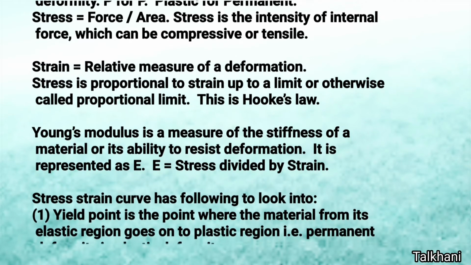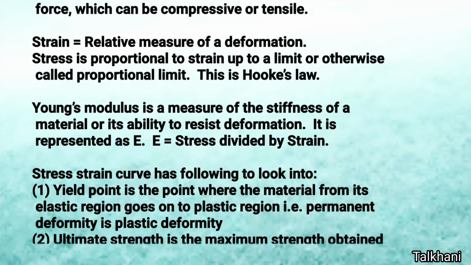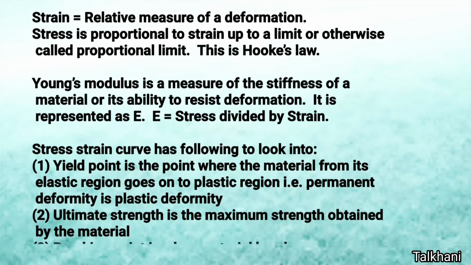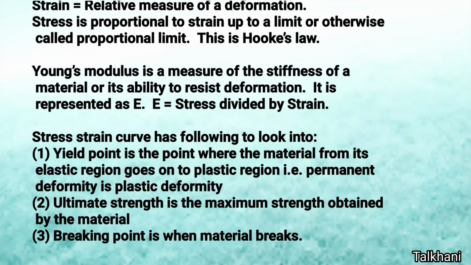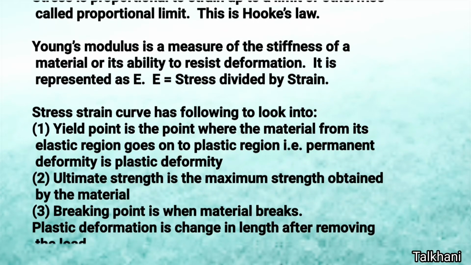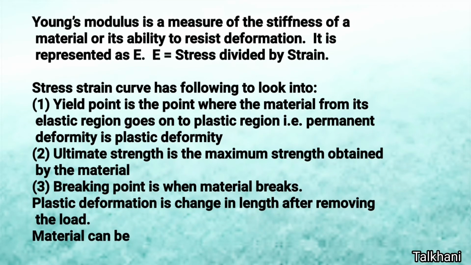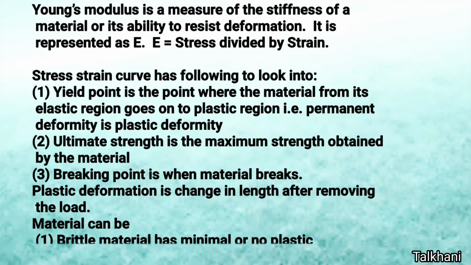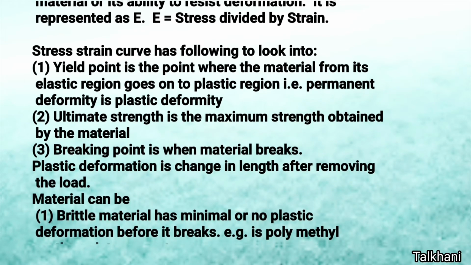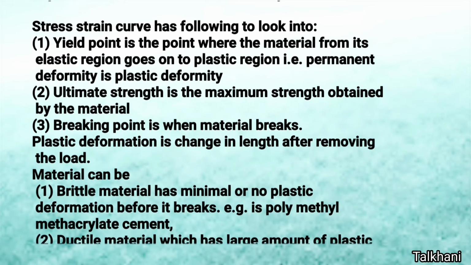Material can be, number 1, brittle material, which has minimal or no plastic deformation before it breaks. For example, polymethyl methacrylate cement. Number 2, ductile material, which has a large amount of plastic deformation before it fails, like metal which bends permanently before breaking. Number 3, viscoelastic material exhibits stress-strain behavior which is time and rate dependent. Example is bone.